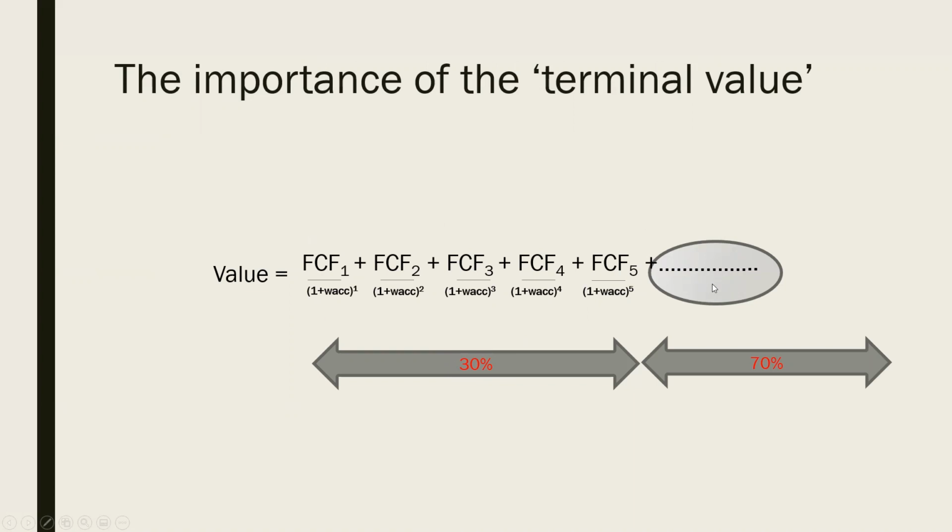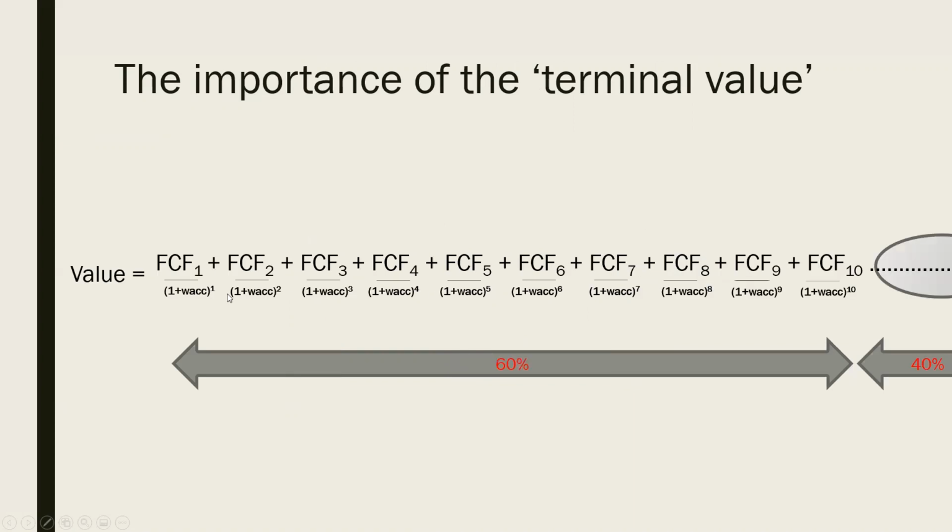So this is not a trivial problem. Now, one way to solve this is to do more forecasts. We try to do that. If you can forecast, say, for 10 years, the free cash flow, well, that will then obviously represent a higher proportion, let's say 60% of the value, and 40% will be residing in the terminal value.